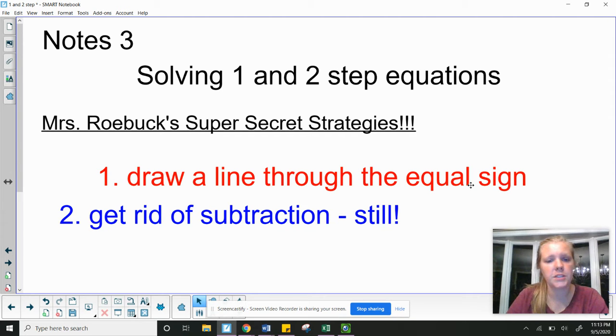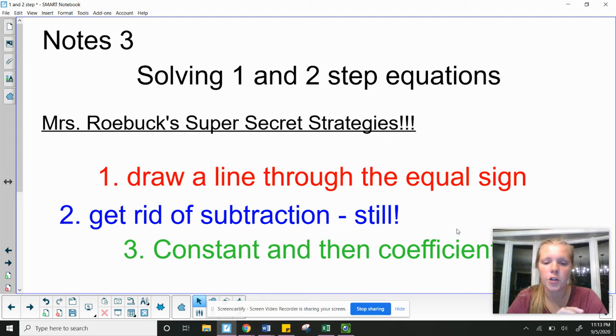The second super secret strategy is to always try and get rid of subtractions. Subtractions and negatives get me down sometimes. And so my suggestion, remember when we do work with integers, we always add the opposite. We get rid of the subtraction sign by changing it to a plus sign and making the opposite of the number right after. I want you to try to do that with all subtraction signs in any equation and work with negatives instead of subtractions.